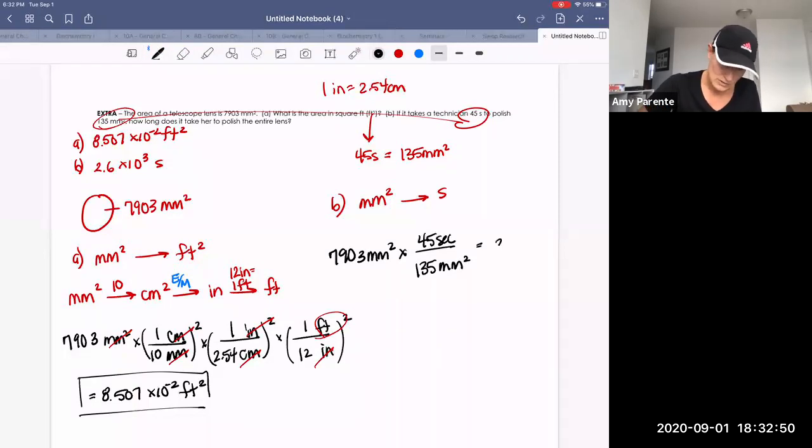So we end up with 2.634 times 10 to the third. Rounding and adding units, we're going to have 2 significant figures here because 45 seconds is going to limit us. So 2.6 times 10 to the third seconds is going to be our answer.